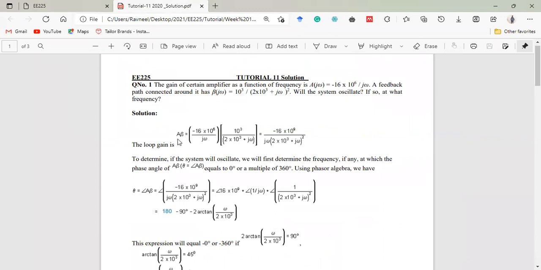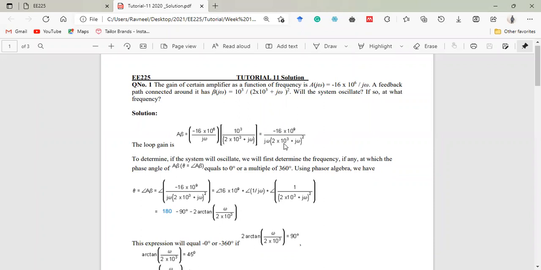So calculating A times beta, that is equivalent to -16 times 10 to the power of 6 upon j omega, into 10 to the power of 3 upon 2 times 10 to the power of 3 plus j omega, the whole denominator squared. So we will be left with -16 times 10 to the power of 9 upon j omega into 2 times 10 to the power of 3 plus j omega, whole thing squared. So this becomes our A times beta.